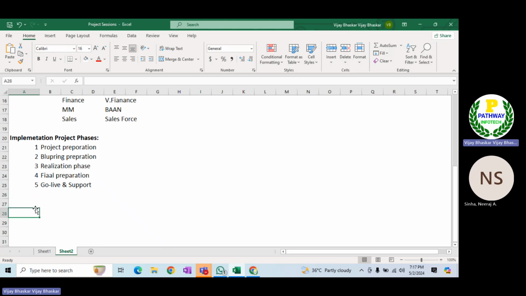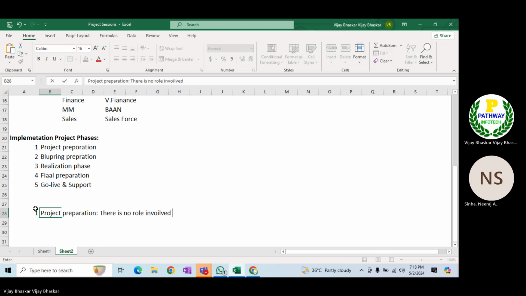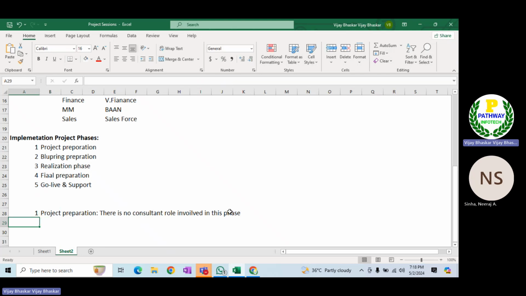Remember, that is a very, very important one. So now, project preparation. Being a consultant, what is our role? If I would say, there is no consultant role involved in this phase. If you ask me why, what is happening exactly in this phase?